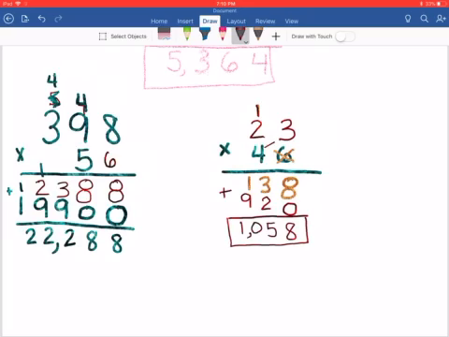And think about it. If I were to round that down to 20, and I were to round this up to 50, I would have 20 times 50. 5 times 2 is 10, and I've got 2 additional zeros. So 1,000 is my estimate. 1,058 is my actual answer. Yes, that is reasonable.